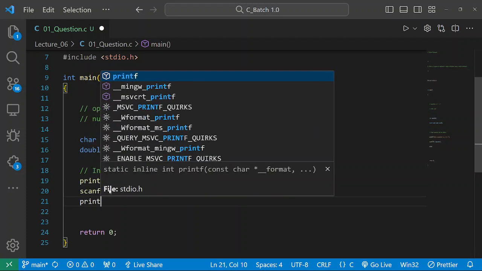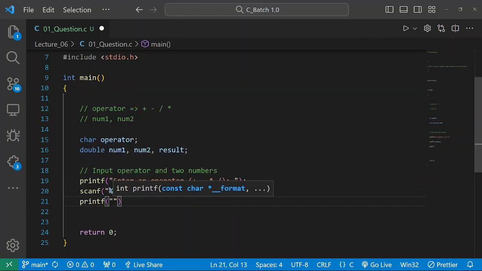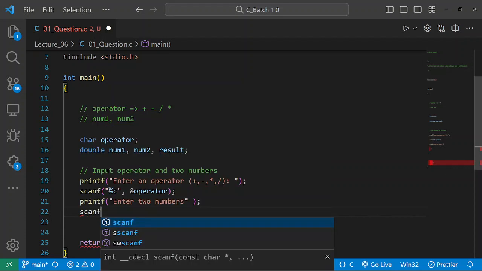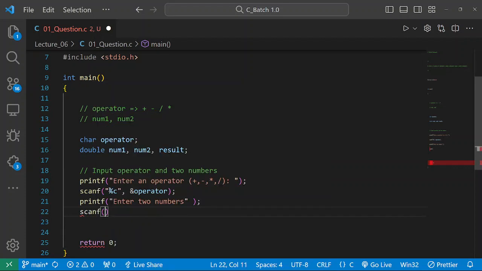Then let me write a printf: "Enter two numbers." Now I will be taking two numbers, and I am going to scan them as well. Here I will be using percent lf, percent lf, then the address of num1 and the address of num2. A very simple and easy thing I have written here for you.